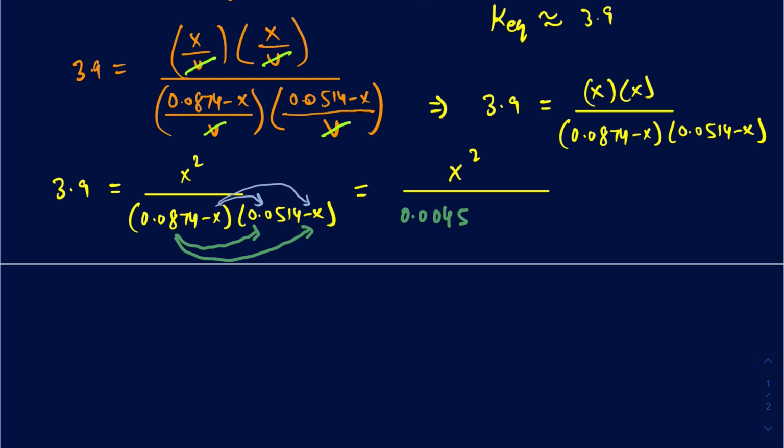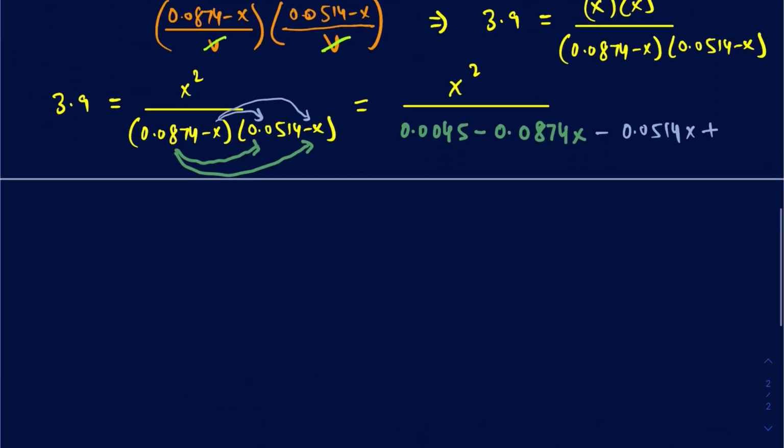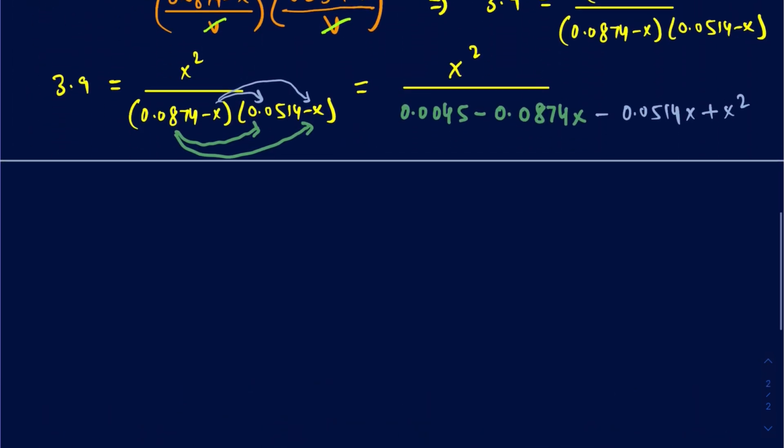Okay, I'll keep 4 decimal places for right now. And then I will have minus 0.0874x. And then I'll do the top ones now. So it's going to be minus 0.0514x. And then plus x squared. Okay, so that's what we got.